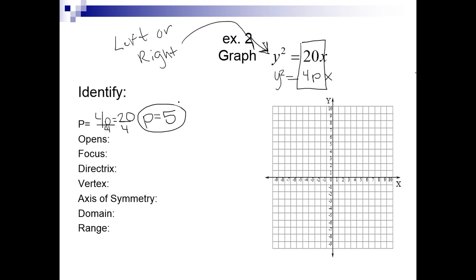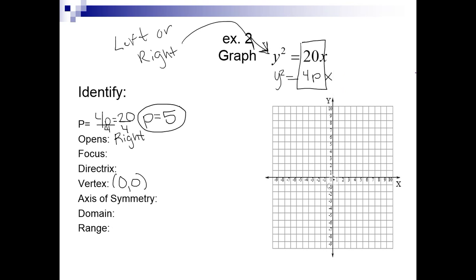P is positive, so I know I'm going to be opening to the right. So I'm going to have a rightwards facing parabola. Again, my vertex is always going to be 0, 0 right now. So on your worksheet, your parabola always will have a vertex of 0, 0. So let's go ahead and put him in.